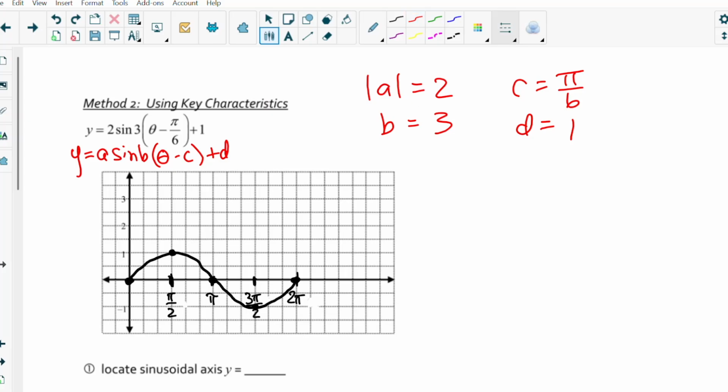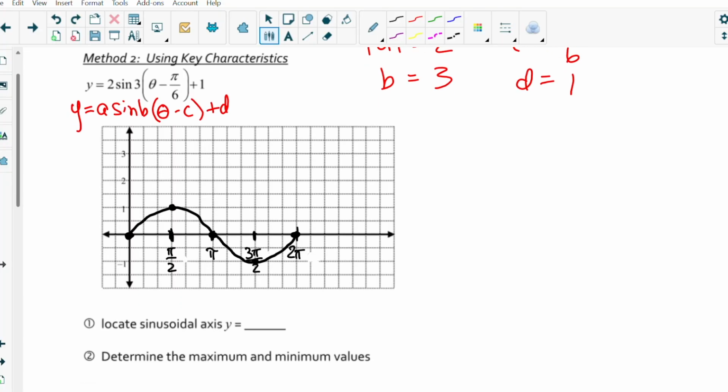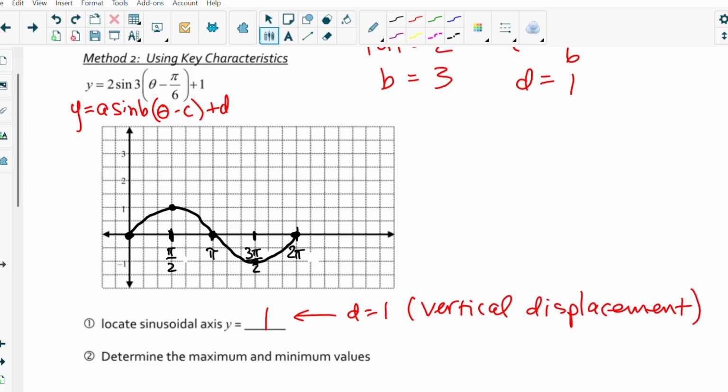Okay, let's use key characteristics to graph this. First, let's locate the sinusoidal axis. So that's y equals 1 because my d value equals 1. Remember, this is vertical displacement. So it's going to shift the entire graph up by 1 unit, which means the sinusoidal axis will shift up by 1 unit. So there we go. Okay, locate the sinusoidal axis at y equals 1. Done.